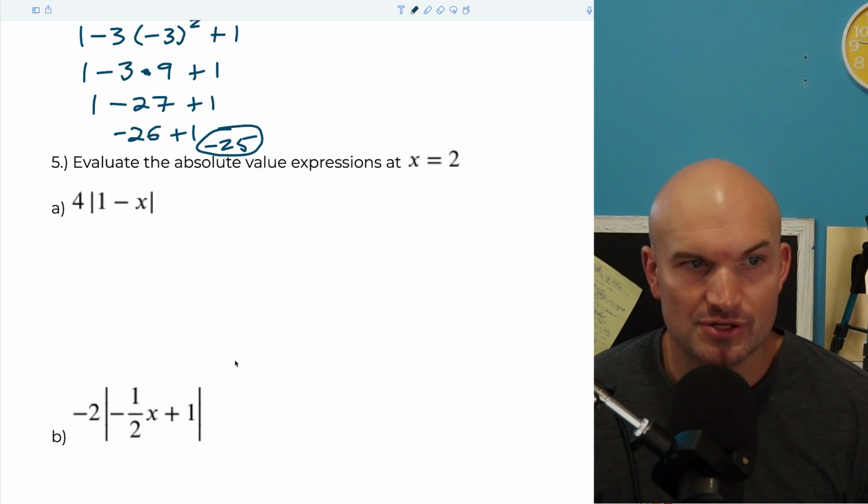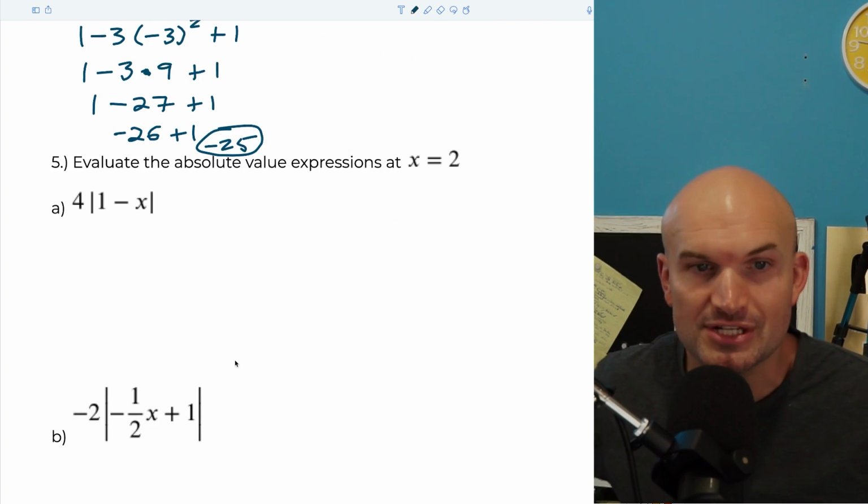All right, and the last example is going to be to evaluate the absolute value of an expression at x equals 0.